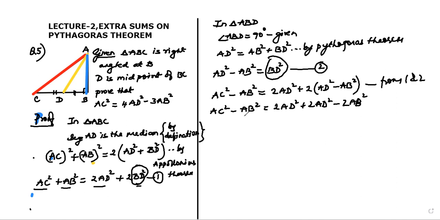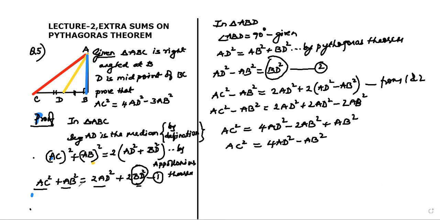So what will happen, children? Now, AC square, this AB square, bring it this side, AC square equal 2AD square plus 2AD square is 4AD square minus 2AB square plus AB square. So what will happen, children? Here it will become AC square equal 4AD square and minus AB square.